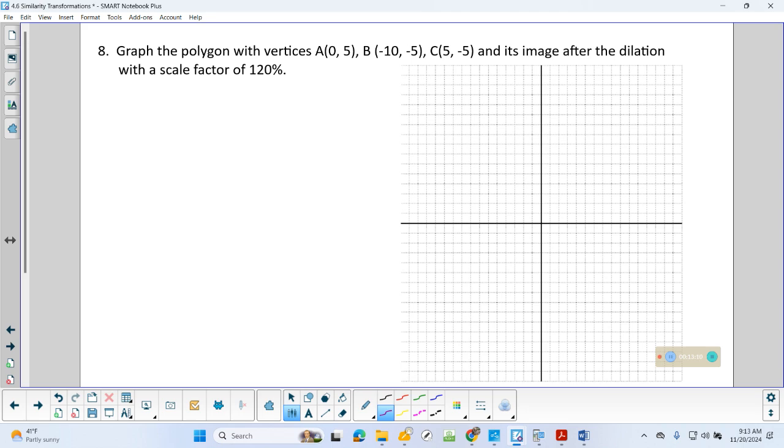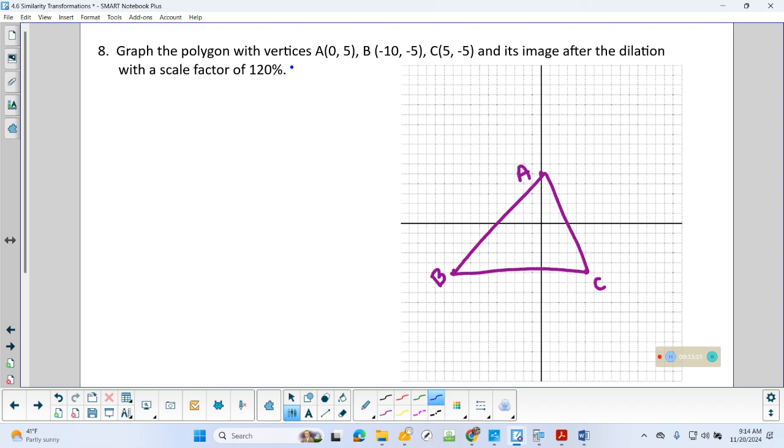So A, 0, 5. 1, 2, 3, 4, 5. Got it. B, -10, -5. I was very quietly counting there. And C, 5, -5. Notice I gave you a big graph grid on this one. I'll give you a sec to get all those marked out. And label, of course.